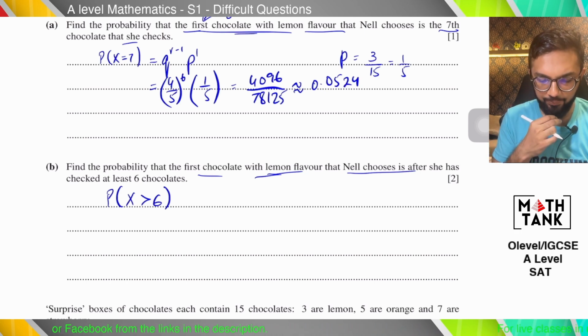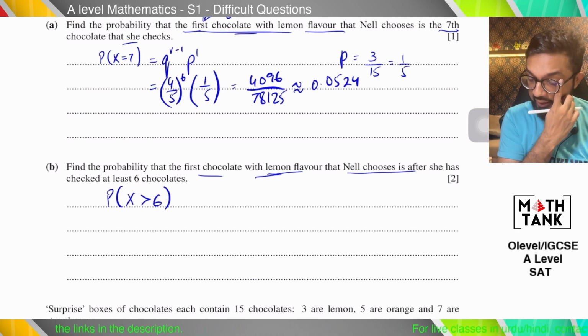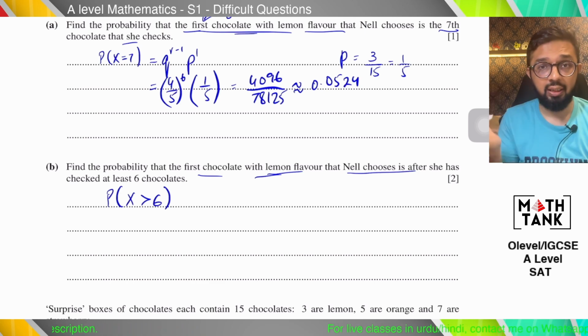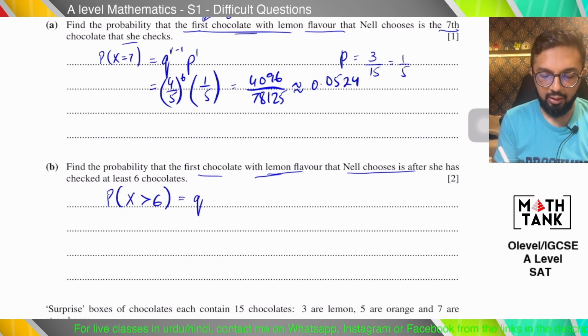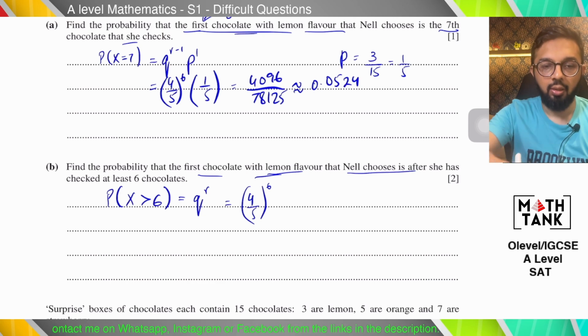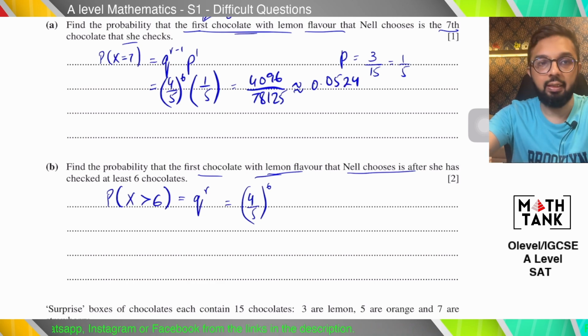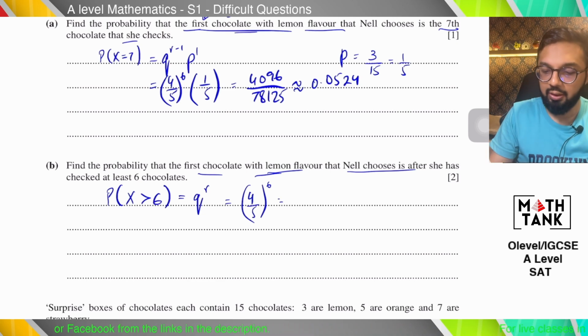Or I can also say that it's greater than or equal to 7 if I want to say. So I am successful on the 7th attempt and so on. So this is just q power r then, and 4 over 5 power 6. Okay, 4 over 5 power 6 gives me 0.262.